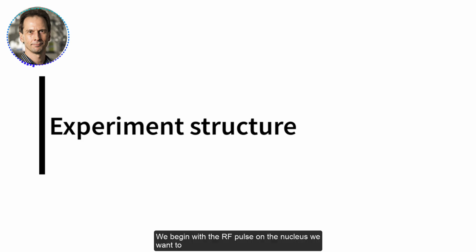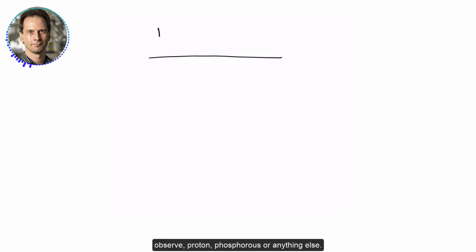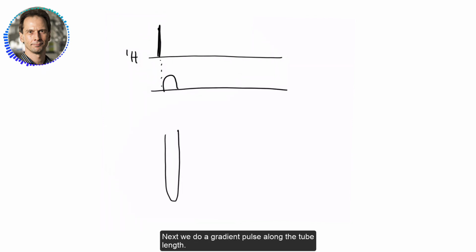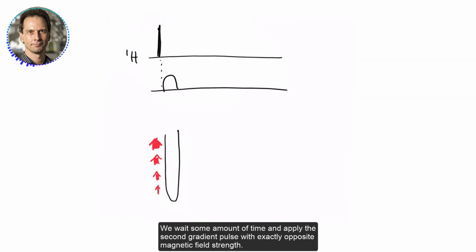We begin with the RF pulse on the nucleus we want to observe: proton, phosphorus, or anything else. The pulse magnetizes all molecules in the NMR tube. Next, we do a gradient pulse along the tube length. We wait some amount of time and apply the second gradient pulse with exactly opposite magnetic field strength.